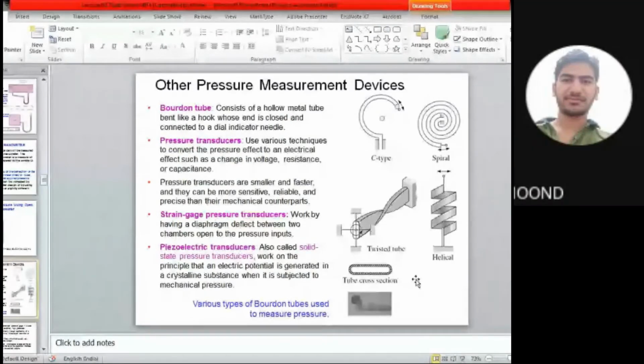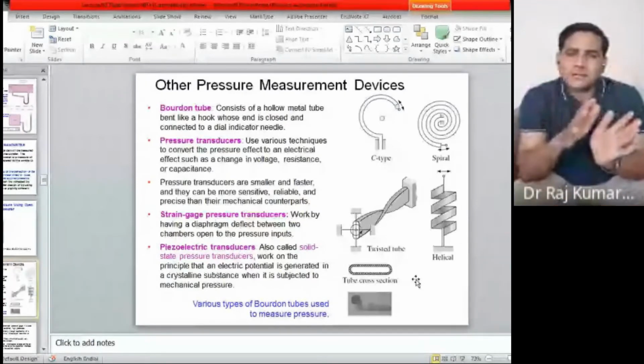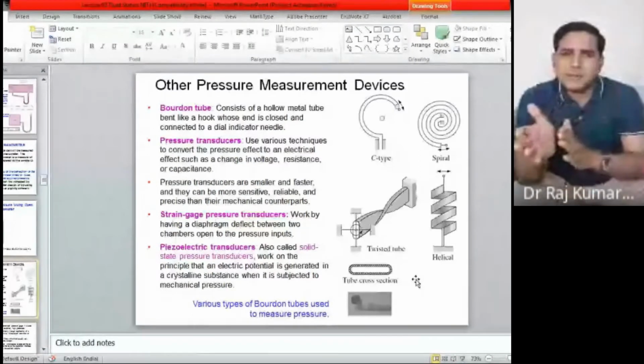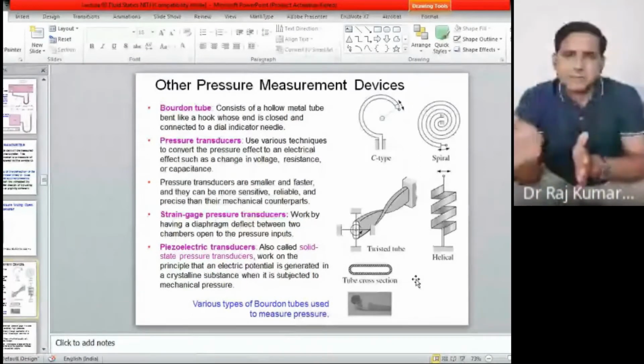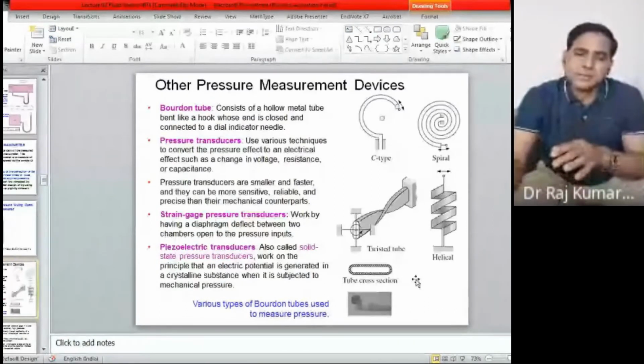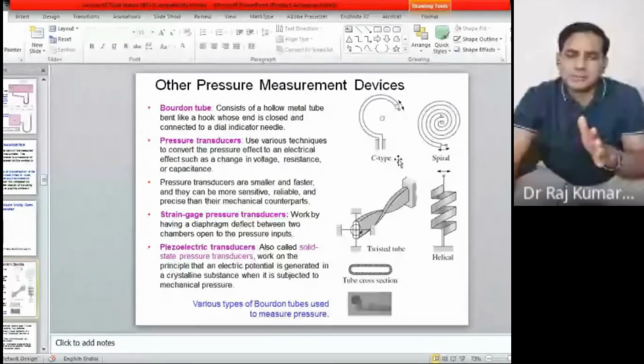Those devices are called what? When you are converting one physical variable to another physical variable. Those are called transducers. Transducers convert one physical variable to another physical variable which we can measure. So in this case, all of these are converting your pressure signals into some physical movement or distortion of the material. Here you have the expansion.